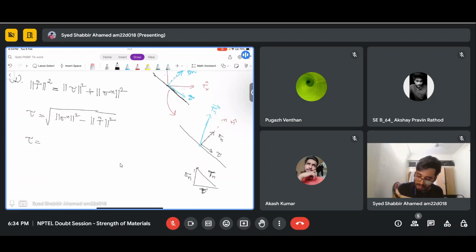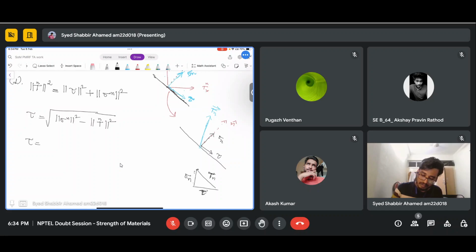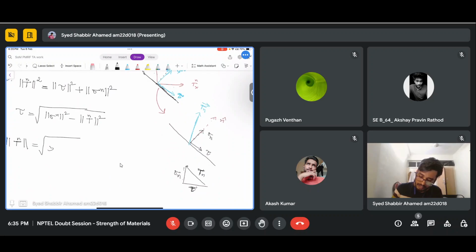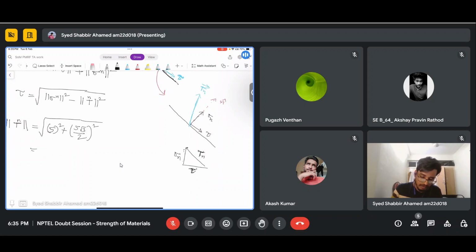We'll first calculate the magnitude of the resultant stress, because we haven't calculated it. This can be written as, we have this vector, so phi square plus phi root 3 by 2 whole square. This will give you 6.61 megapascal.